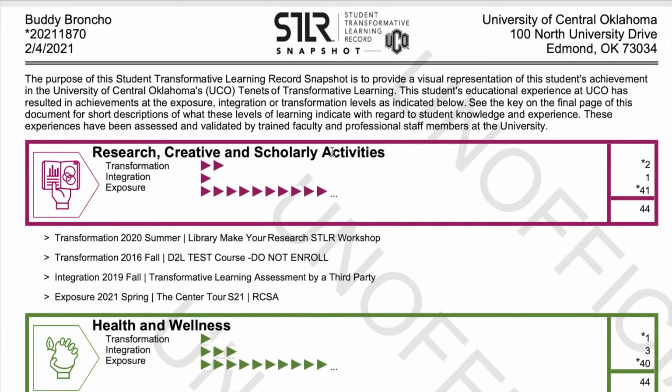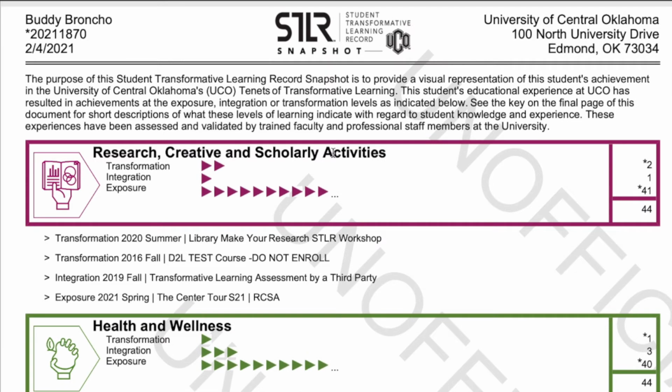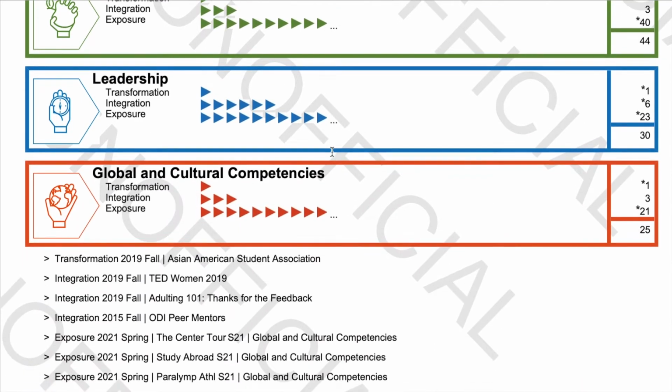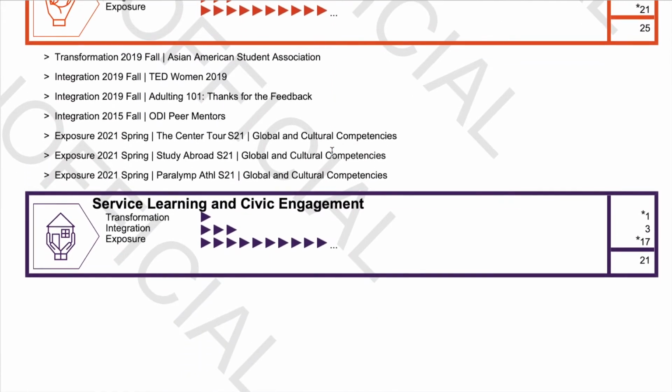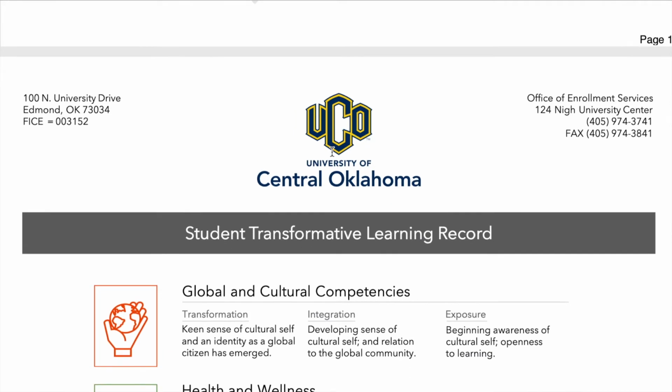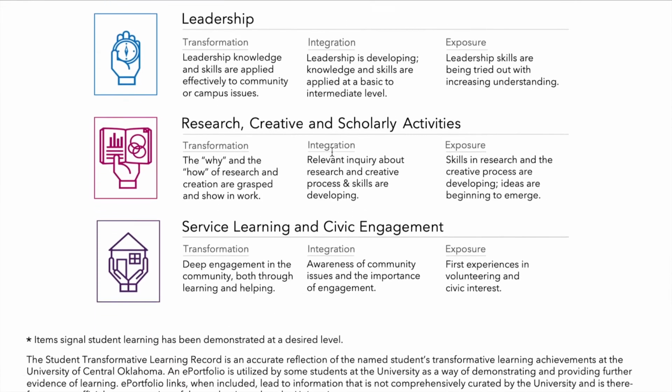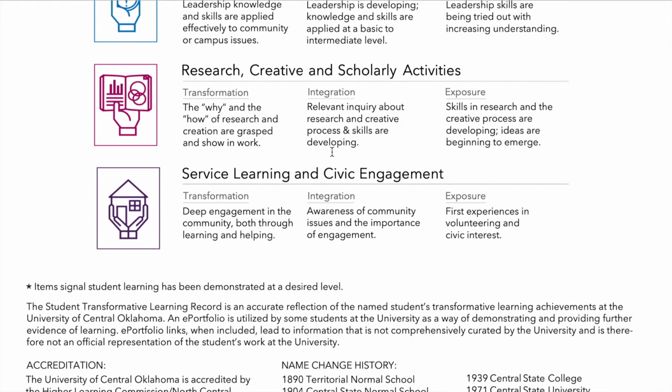And once you have all of those steps completed, this is how your STLR snapshot would appear. We have all of the tenets listed in the order that we have customized them in. We have the events listed that we have made accessible. And below your student transformative learning record, it lists the different levels of exposure, integration, and transformation, and what those levels mean. And that concludes the STLR Snapshot tutorial.